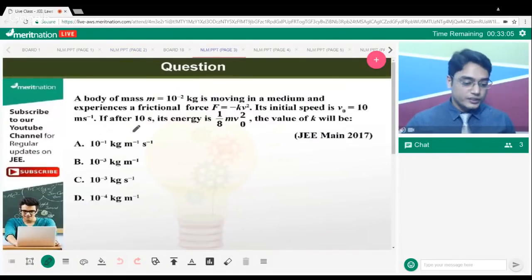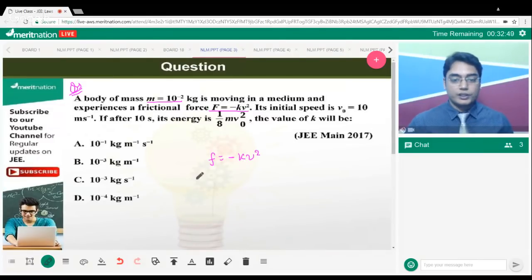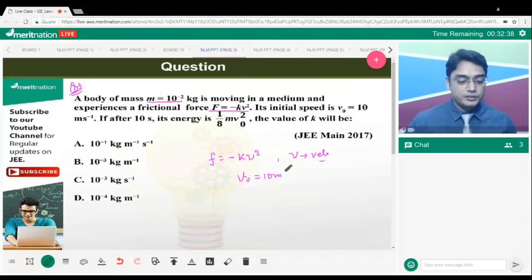So in this question, guys, see this, it is given that a body of mass, this mass is given, is moving in a medium and experiences a frictional force given as minus k v square. Guys, this v is the velocity. Its initial speed is given as 10 meter per second. So after 10 seconds, its energy is given.